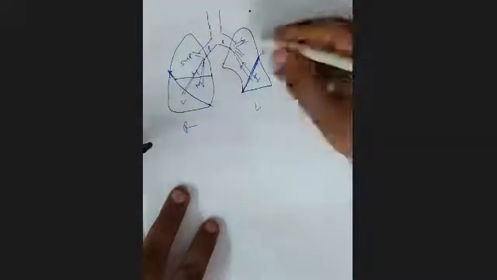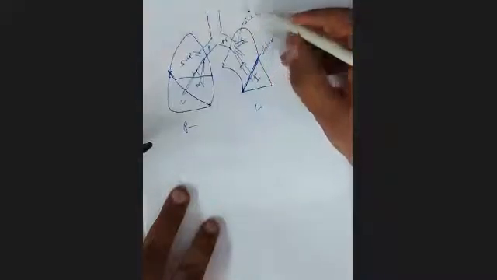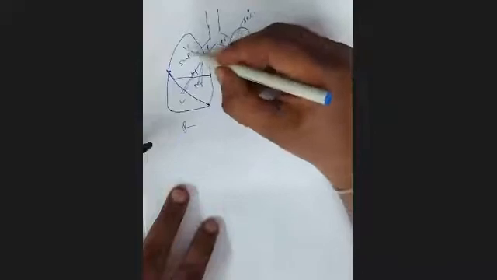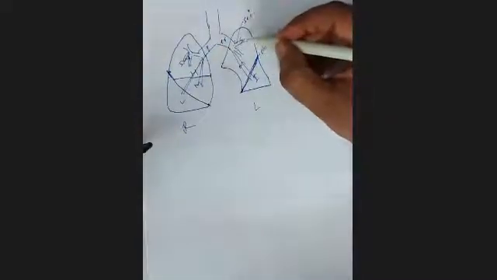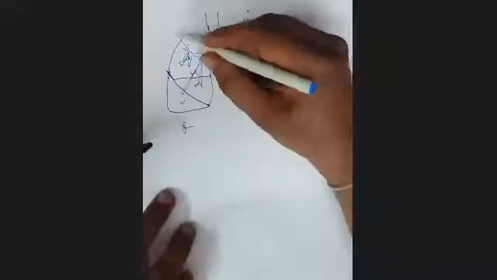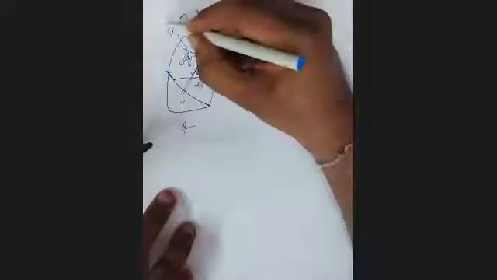So this is the primary bronchus, then this is the secondary bronchus, and inside it will again further divide into three in the superior lobe, and these are called tertiary bronchi. This tertiary bronchus is the one which supplies the bronchopulmonary segments.